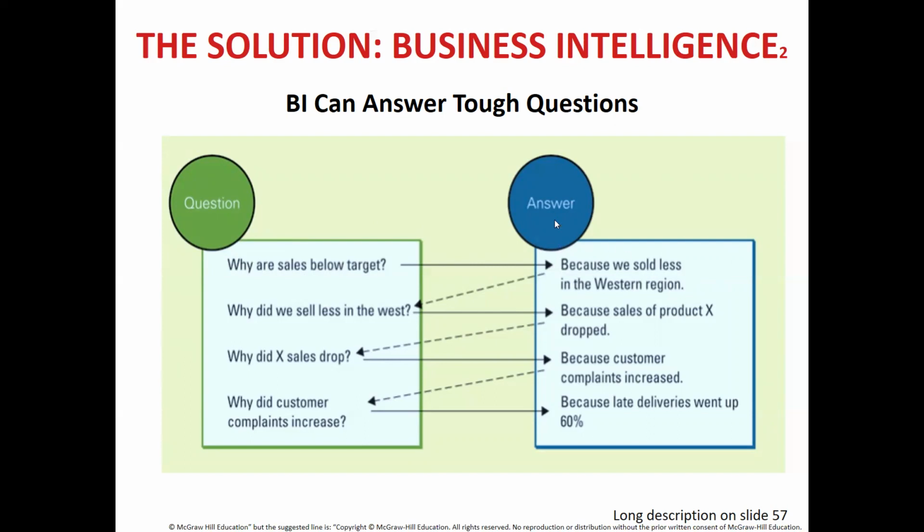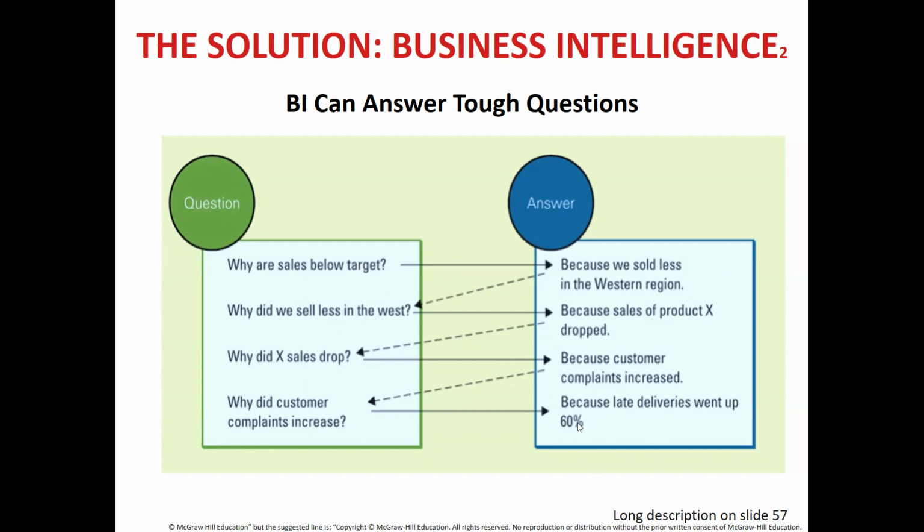Business intelligence would be able to answer: because sales of product X dropped. So why did X sales drop? Because customer complaints increased. Why did customer complaints increase? Because late deliveries went up 60%.